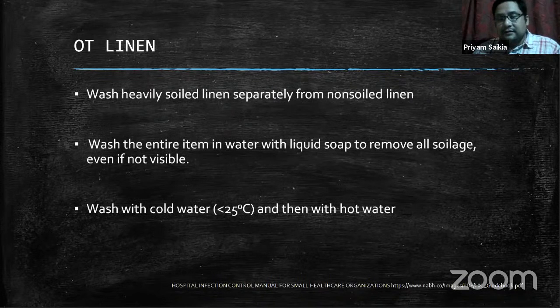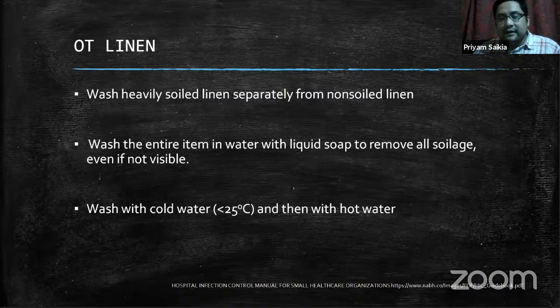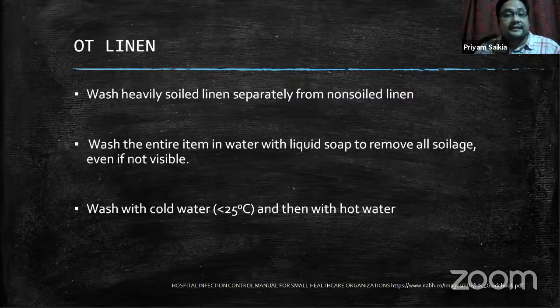Before washing, the soiled linen should be separated from the non-soiled linen, and the soiled linen can be treated with sodium hypochlorite solution. All linens should undergo first a cold water wash with water temperature in and around 25 degrees Celsius, and then it should be washed with hot water of around 71 degrees Celsius.